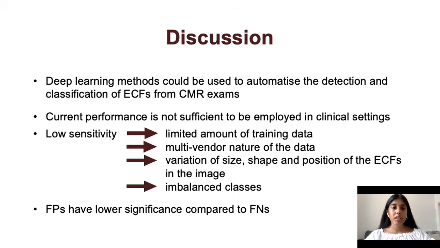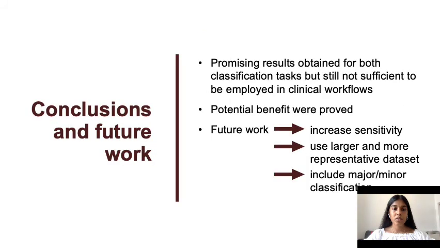In our view, the reduction of the number of the false negatives is more significant than the reduction of the false positives, as these can be easily discarded by trained clinicians, while a high number of false negatives means that many extracardiac findings are missed. In conclusion, the classification task obtained promising results, proving the feasibility of employing deep learning methods for the automatic detection and identification of the extracardiac findings. Future work will aim to increase sensitivity, which is important to ensure that no extracardiac findings are missed.